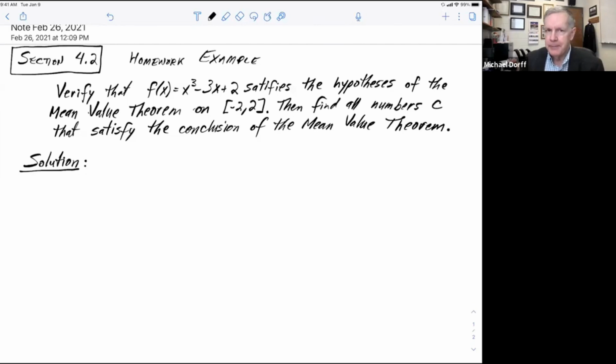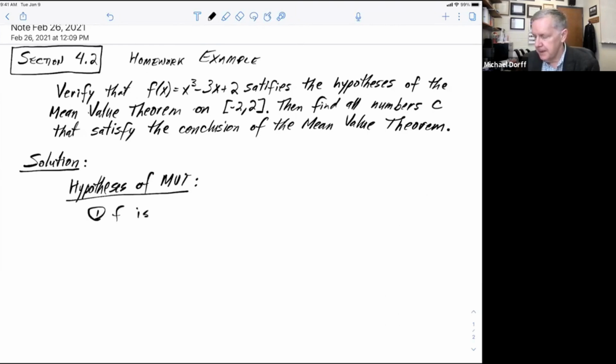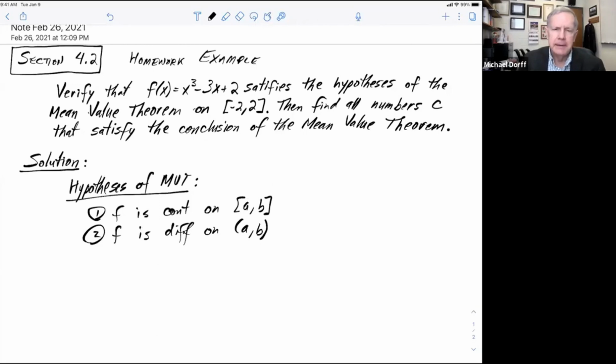So let's start off by first reviewing what are the hypotheses of the mean value theorem. Well, there's two. One is that f is continuous on the closed interval from a to b. And the second is that f is differentiable on the open interval from a to b. Notice that the continuous is on the closed interval and the differentiable is on the open interval.